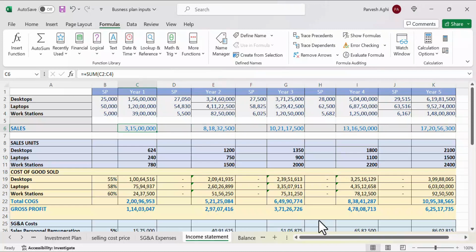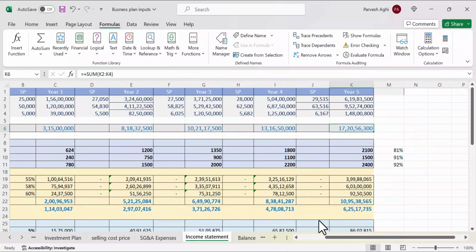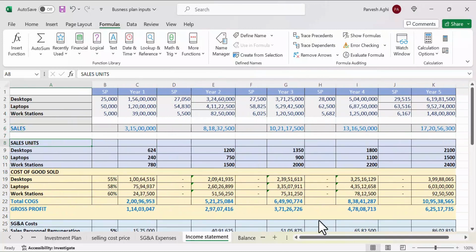Okay, fine. So 3 crore 15 lakhs is the first year sale. Second year 8 crore 18 lakhs, and third year 10 crore 21 lakhs. Fourth year like this. So I have kept sales for 5 years. Is that okay? Now the cost. I've already told you the markup. So based on that, my total cost will come for each year.